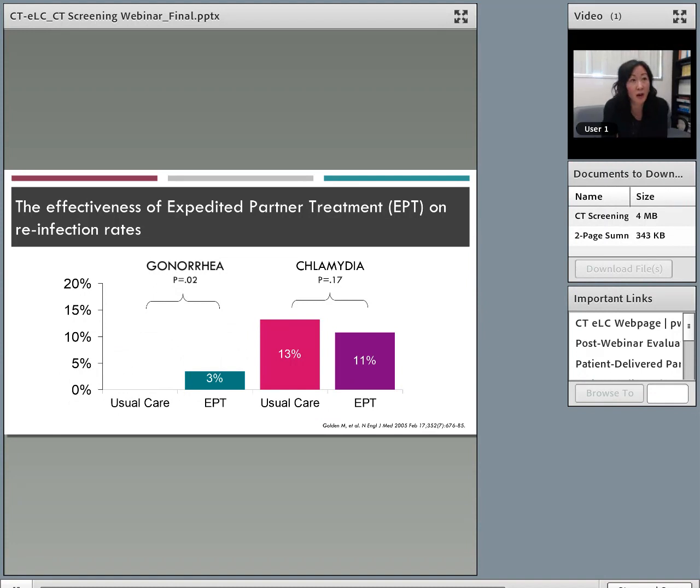to demonstrate, at least for expedited partner therapy, that it appears to reduce reinfection. Certainly with gonorrhea, this is statistically significant. This is a study from the New England Journal, and it's now more than 10 years old, but a large randomized trial looking at expedited partner therapy versus usual care to reduce reinfection. For chlamydia, it wasn't statistically significant. It was a little bit lower, though, 11 versus 13% reinfection rates.